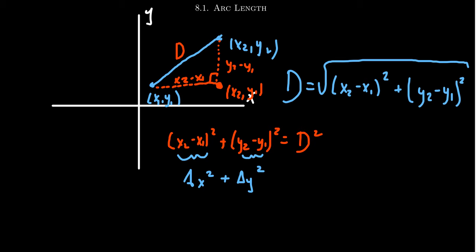So what we're going to do is we're going to make a slight modification to this problem here. We're going to define the distance from x1, y1 to the origin. We're going to call that s1 for distance there.